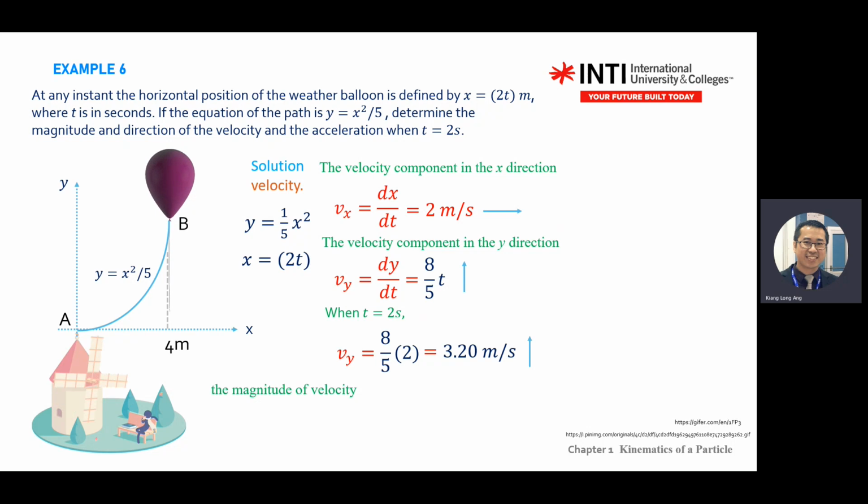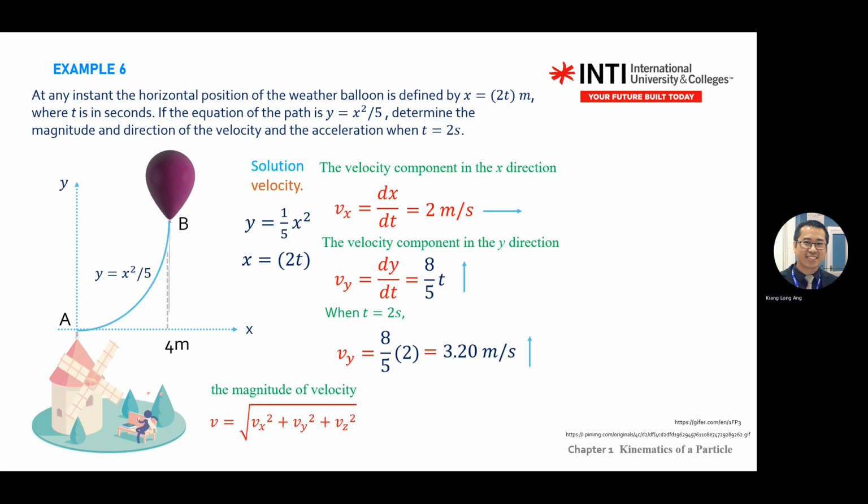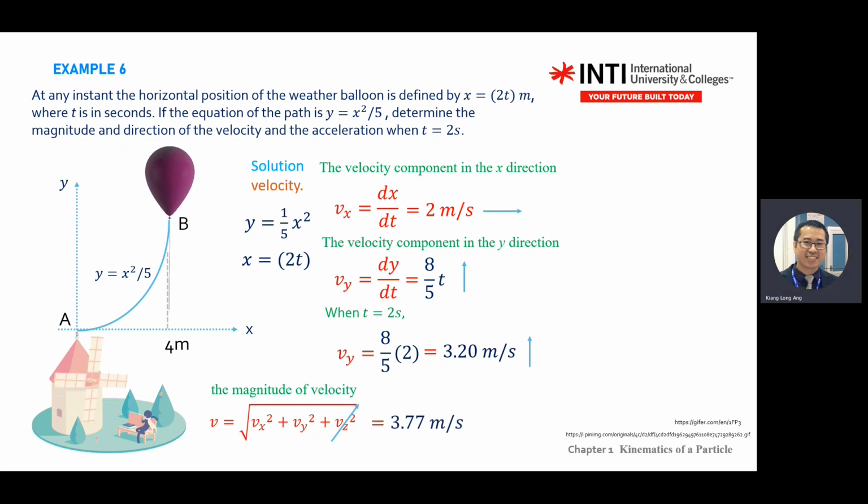When you have constant velocity, what happens to your acceleration? Acceleration equals 0. So these are all the free information. For the magnitude, you square and then square root. Substitute the values you have there. Z we don't have. So the final answer is 3 point something. This is the magnitude.